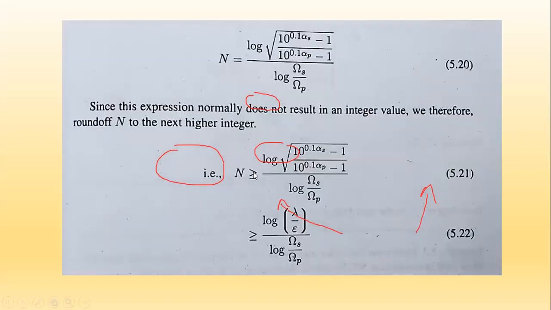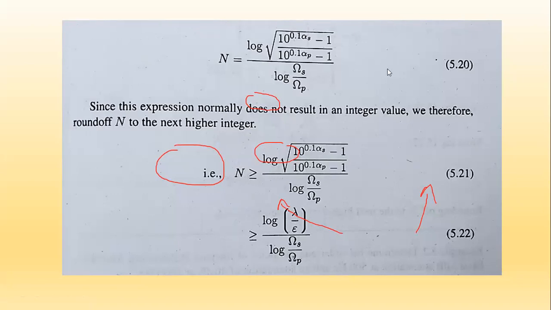This is the formula for n is greater than or equal to log of square root of (10 raised to 0.1 alpha s minus 1) divided by (10 raised to 0.1 alpha p minus 1), divided by log of stop band frequency divided by pass band frequency. So you can use this formula to find out the value of the coefficient of the filter. This n represents the coefficient of the filter.